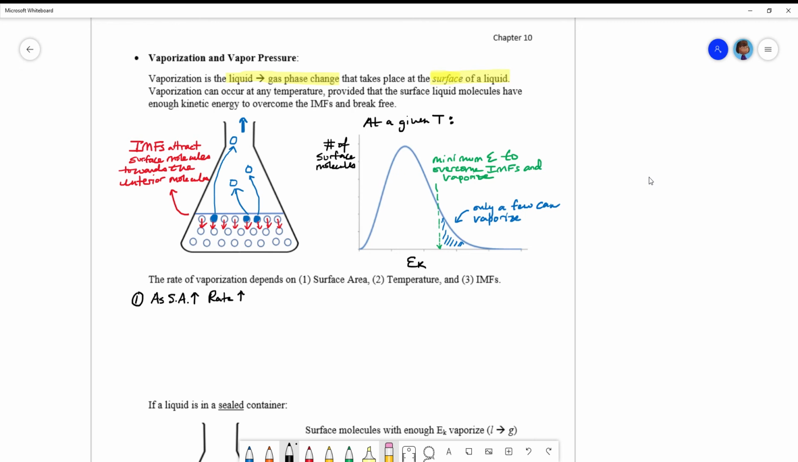So what's going on here? If the surface area is increased, we simply have more liquid molecules at the surface. So vaporization is going to occur at a higher rate. I'm just going to write that down over here. So more surface liquid molecules leads to increased vaporization.